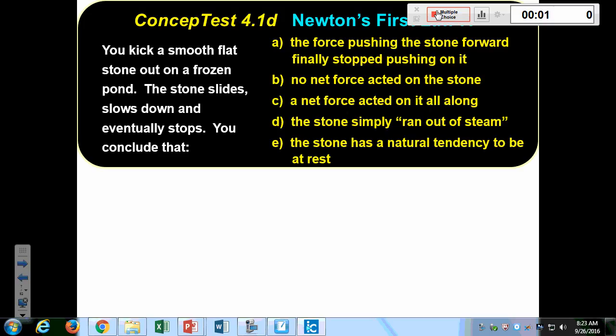Just a couple more. You kick a smooth, flat stone on a frozen pond. The stone slides, slows down, and eventually stops. Then you conclude which of these?